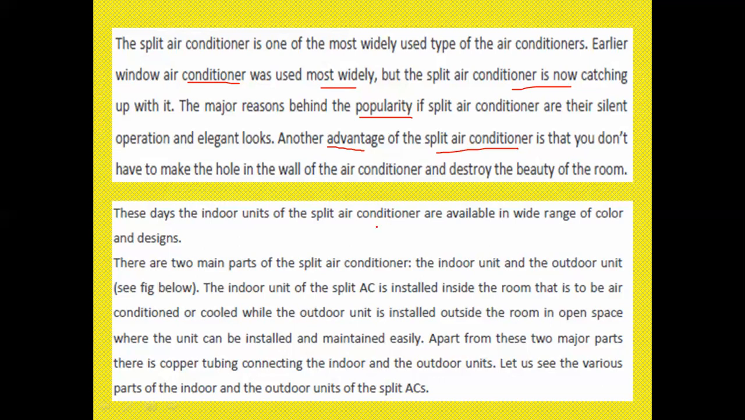These days the indoor units are getting popular. The split air conditioner is available in a wide range of colors and prices. The two main parts of the split air conditioner are the indoor unit and the outdoor unit. The indoor unit is installed inside the room so that the room gets cool, while the outdoor unit is installed outside the room in the open space where it can be maintained easily. Apart from these two major parts, there is a copper tubing connecting the indoor and the outdoor units. So these two major parts are connected by the copper tubing, through which the refrigerant flows and you get very cool air.